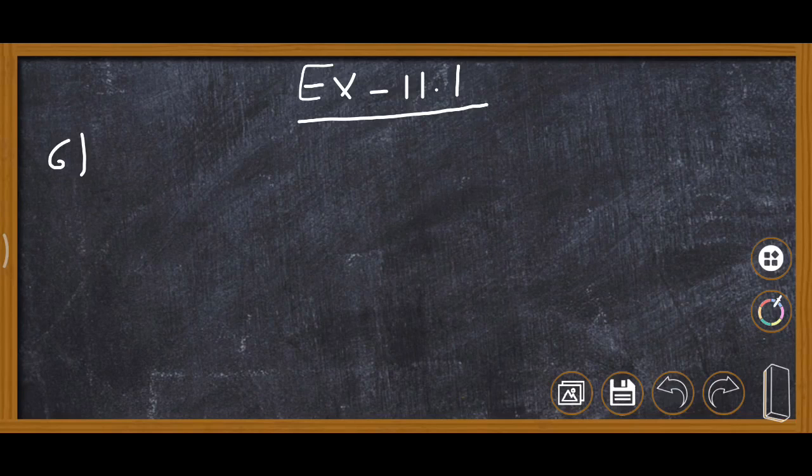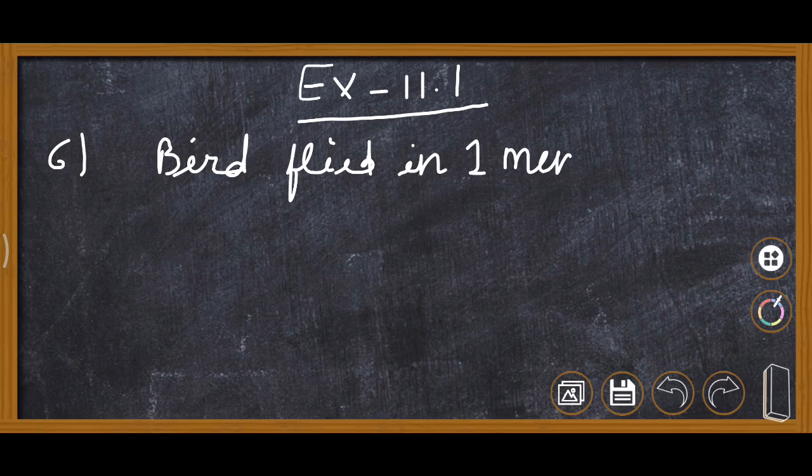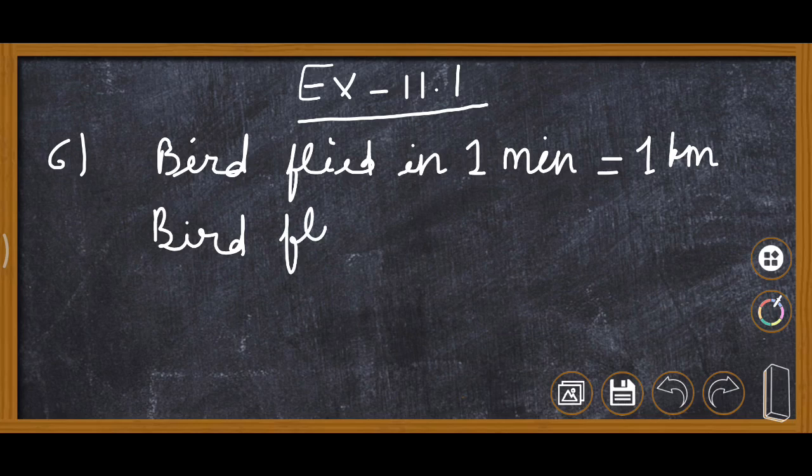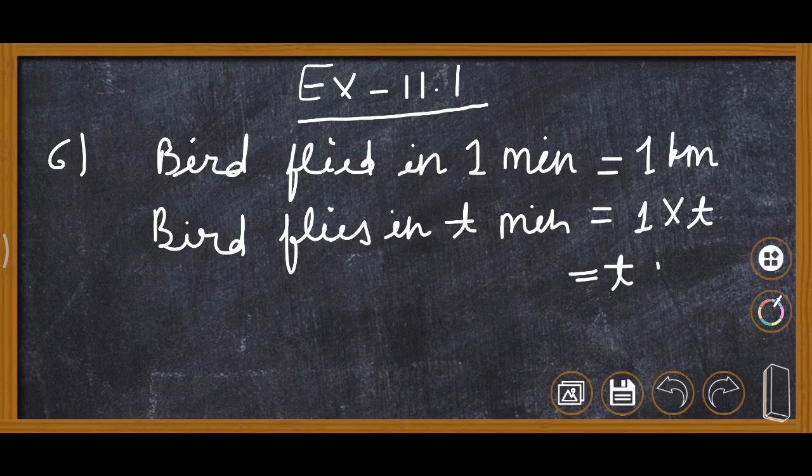Now this is question 6. First of all, we are required to write: bird flies in 1 minute, it is 1 kilometer. Now we are required to find how far the bird flies in T minutes. Then here you are required to write 1 multiplied by T. So you are required to write T kilometer, because whenever any alphabet is multiplied by 1, we get the same alphabet.